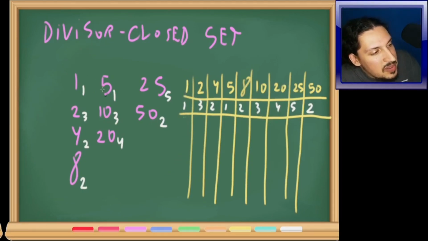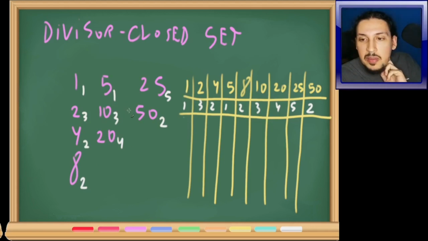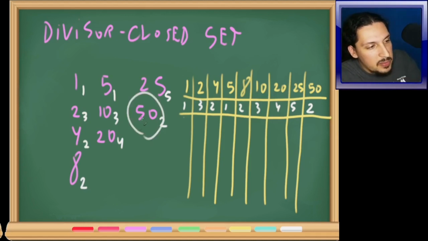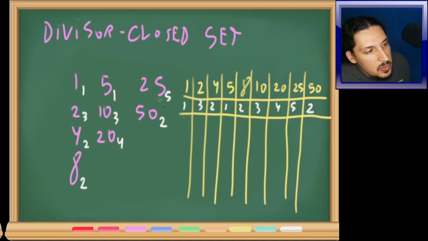In magenta here I have numbers, and they are closed under divisors. That means that whenever you have a number like 50, you have all the divisors. Here you have 10, you have 2, you have 25, etc. You have all the divisors of this number. Okay, that is what it means.